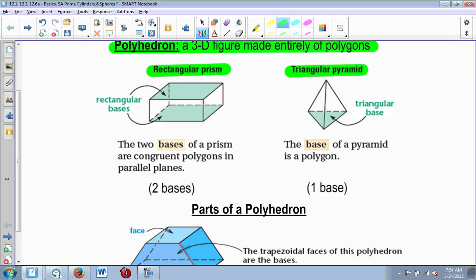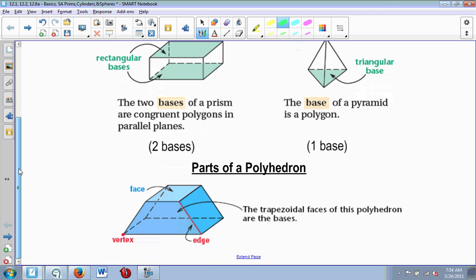The difference between a prism and a pyramid is that a pyramid only has one base. So this is called a triangular pyramid because it has one base that's the shape of a triangle, and then we come to a point on the top.